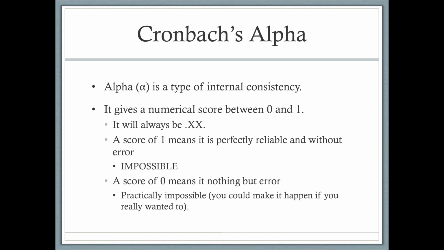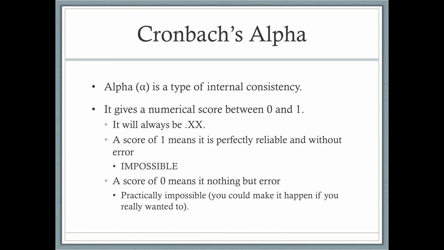So if someone came knocking on your door and said, I've got a brand new IQ test, and it's got a reliability of 1.21, they either made a mistake or they're just lying. A score of 0 means it's nothing but error, which is practically impossible. Like, you could probably make a test that had nothing but error, but again, why would you waste your time and money and energy doing that?